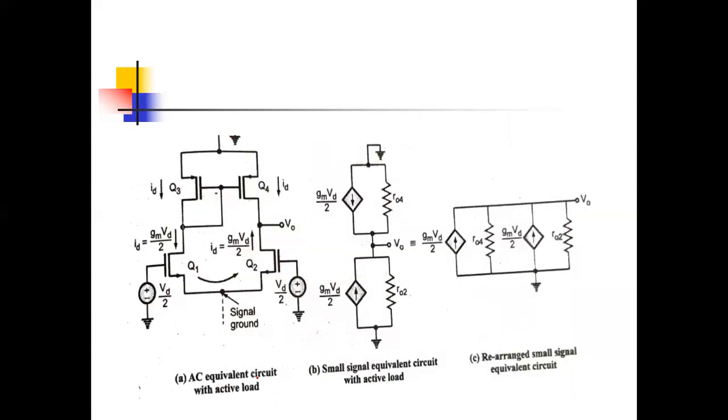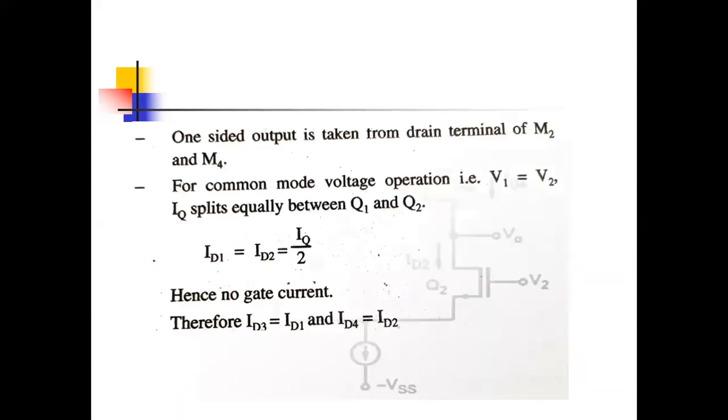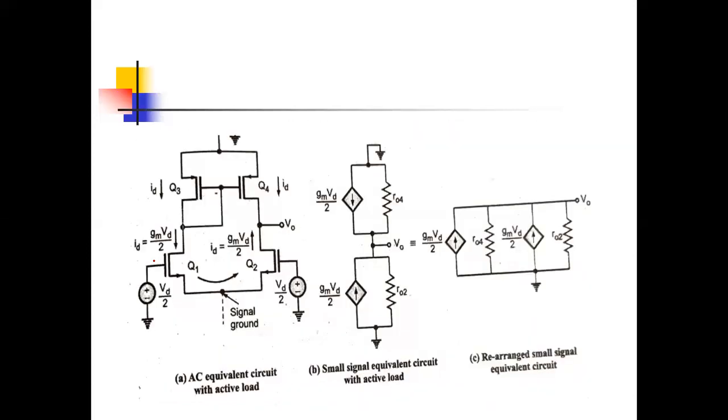Okay. Now see the circuit again. This is the equivalent circuit with active load. What we have drawn here previously, the same circuit. Now we are showing the currents also. This is ID. This current is gm vd by 2, because the actual current is gm into vd, but since the current is half, it is gm vd by 2. Here also gm vd by 2.